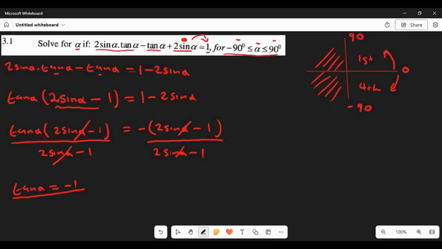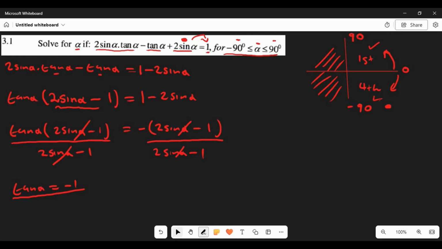So meaning that tan is supposed to be negative. So when we go back to our CAST diagram here, as you can see, we have to work with the first quadrant and the fourth quadrant. Right. Now, what you need to know is that tan is only negative on our fourth quadrant.